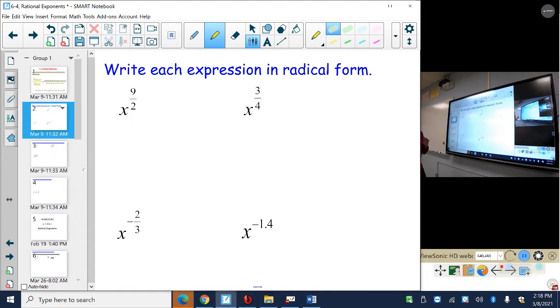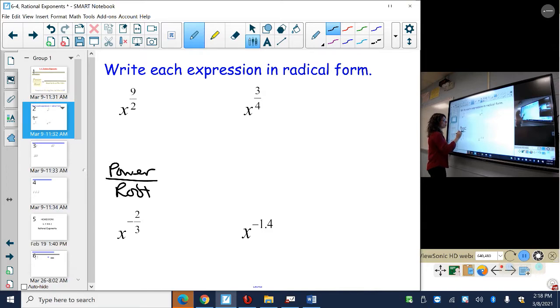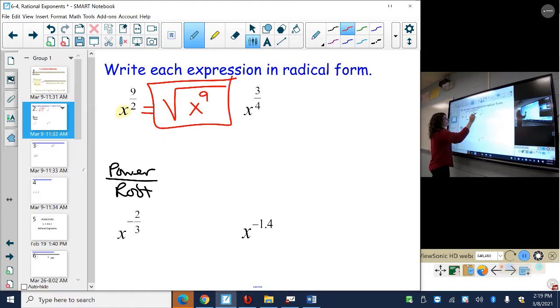So our goal today is to be able to go back and forth between rational exponent form and radical form. Right now, I'm giving you all of these things that are in rational form, and I want you to write them as a radical, using the concept power over root. So that means you are going to have the square root. You're going to put this base inside here. The index is understood to be a 2. The power is a 9. You leave it as is.